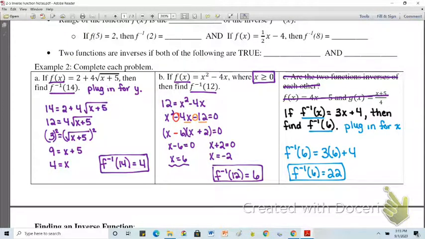Okay, again, if you need to at this time, pause the video, and if not, we're going to move on to the back side.